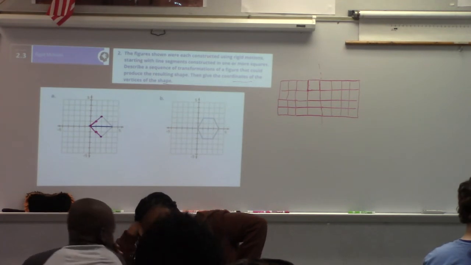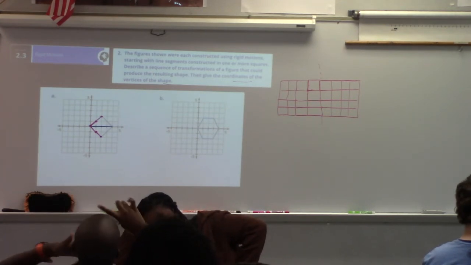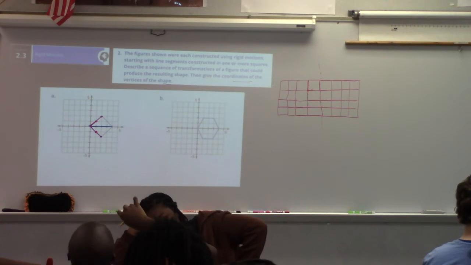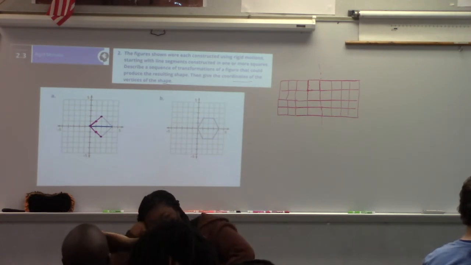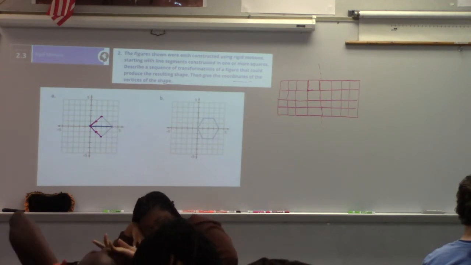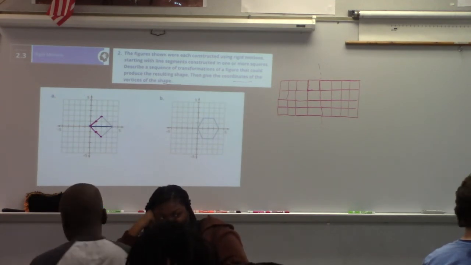Think about it. Here's this point, right? When I reflect it, it would go to about here. Here's this point. When I reflect it, it goes to about here. This point, reflect over to here. Does that give you the right hand side? Does that make sense?